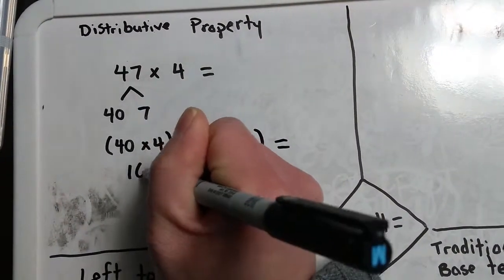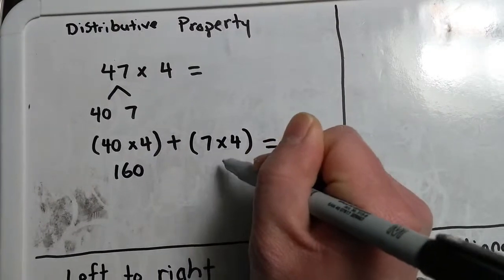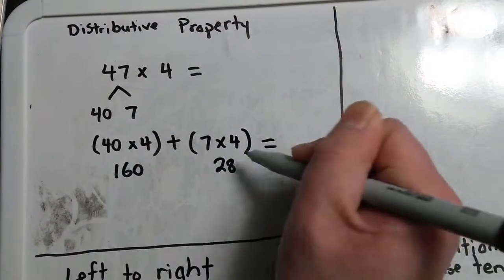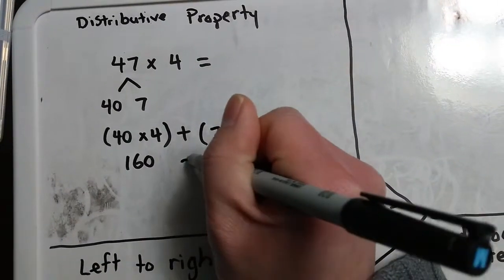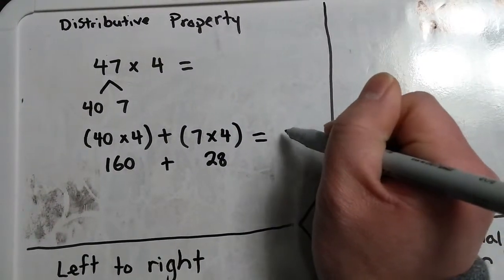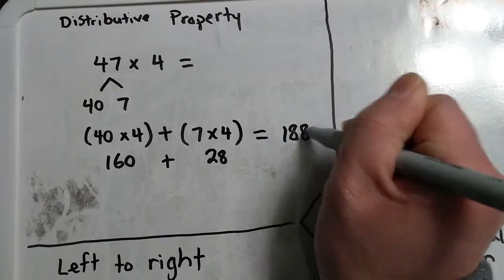Forty times 4 is equal to 160. 7 times 4 is equal to 28. When I add those two together, I get 188.